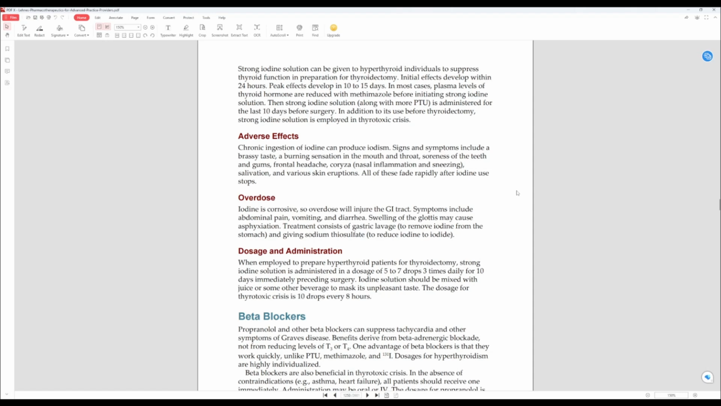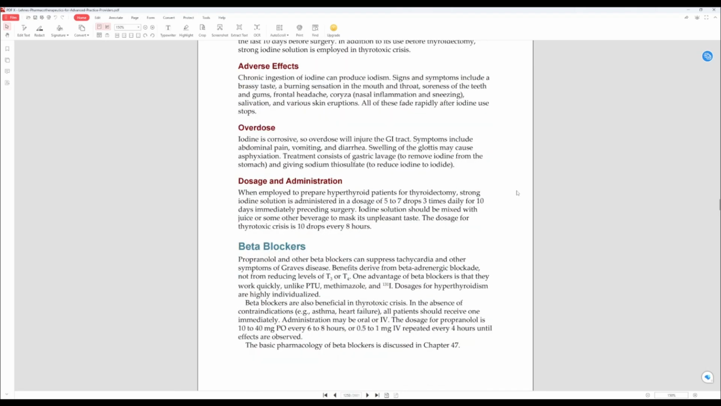Initial effects develop within 24 hours. Its peak effects develop in 10 to 15 days. In most cases, plasma levels of thyroid hormone are reduced with methimazole before initiating strong iodine solution. Then, strong iodine solution is administered for at least 10 days before surgery, usually along with PTU. In addition to its use before a thyroidectomy, strong iodine solution is employed in thyrotoxic crisis.